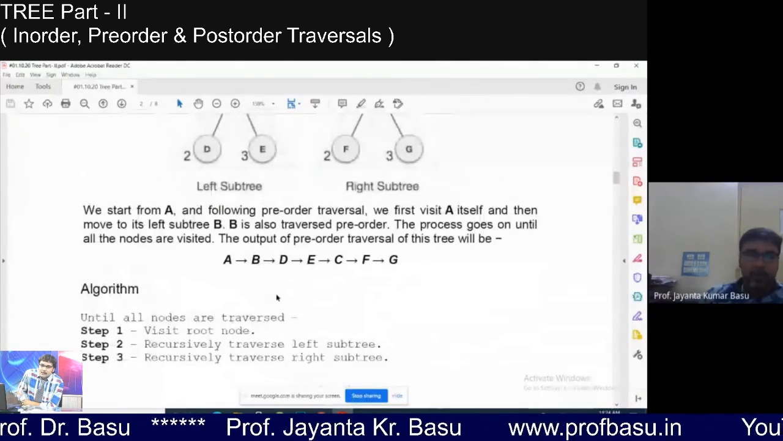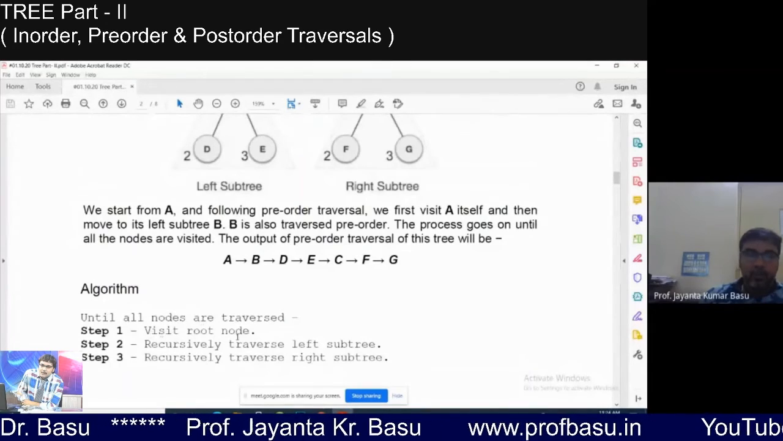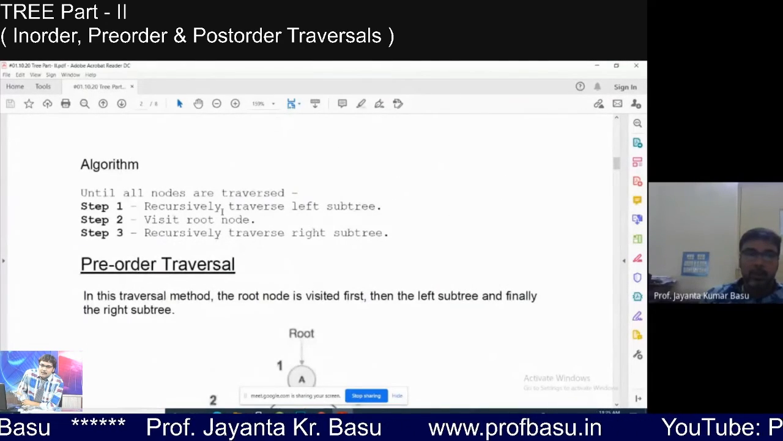Just like the code for the in-order, visit the root node, then recursively traverse the left subtree, then the right subtree.